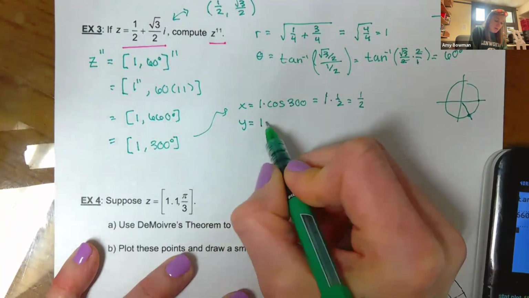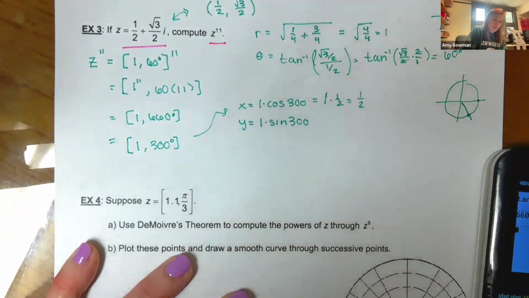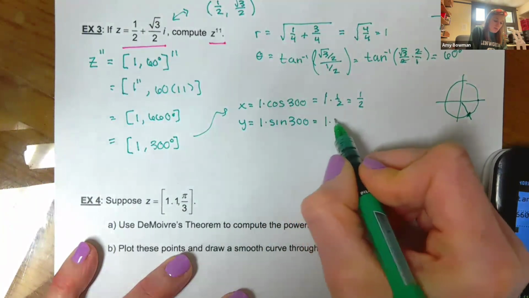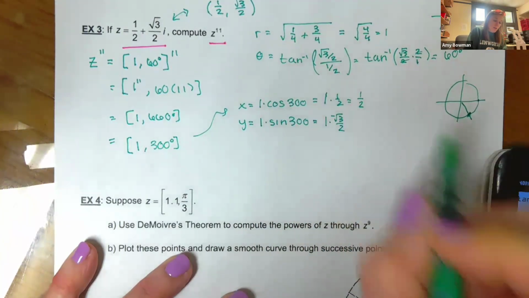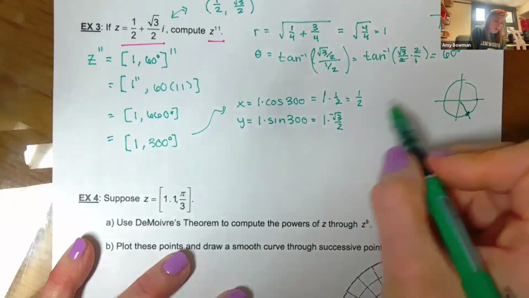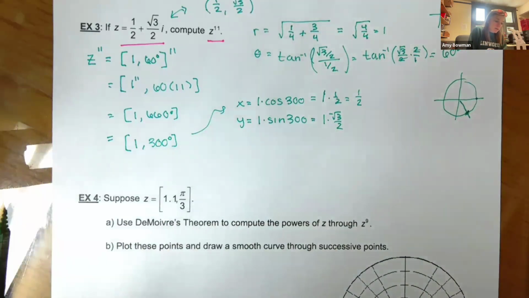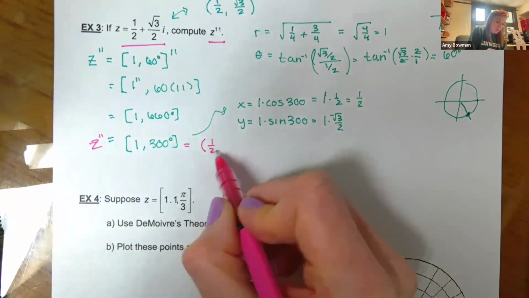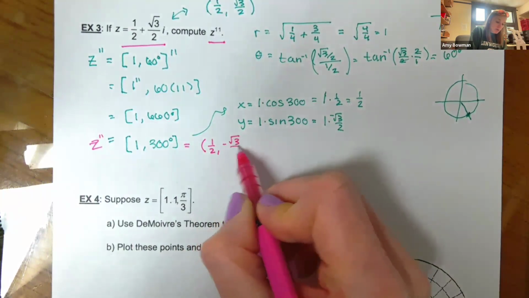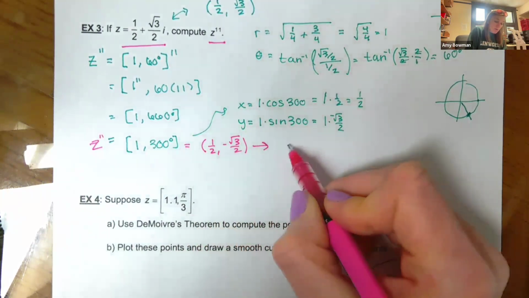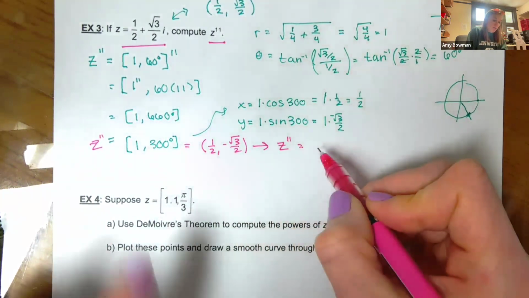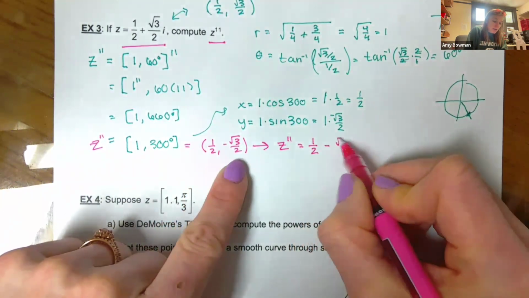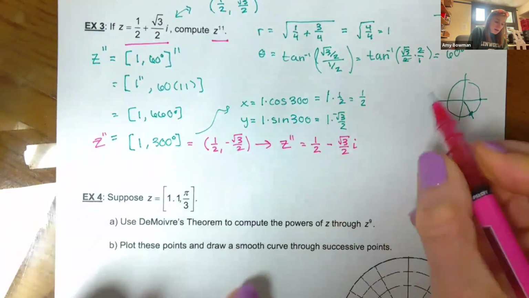The y coordinate would be 1 times the sine of 300. The sine right here at 300 is negative √3/2. So this is 1 times negative √3/2. So that means we have our rectangular coordinates of, I'm sorry, z to the 11th. So it'd be 1/2, comma, negative √3/2, and then back to binomial. And we finally have z to the 11th in binomial form. So that would be a plus bi, so 1/2 minus √3/2 i.